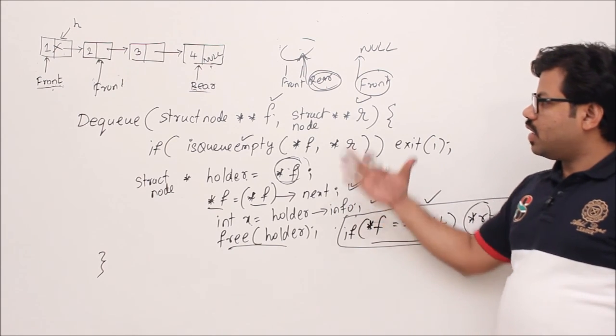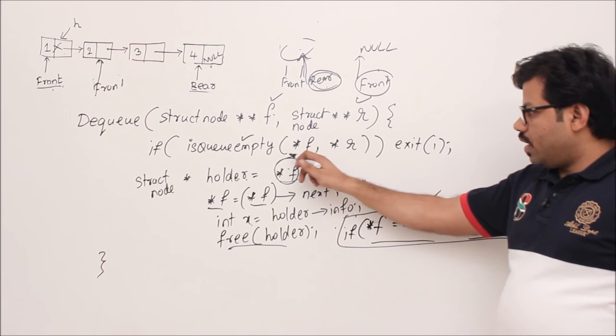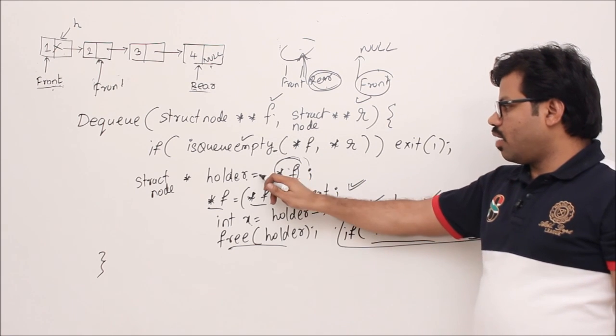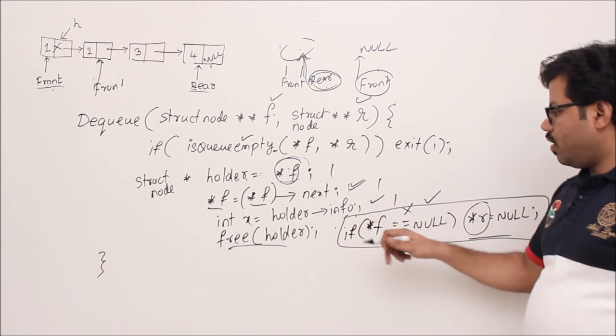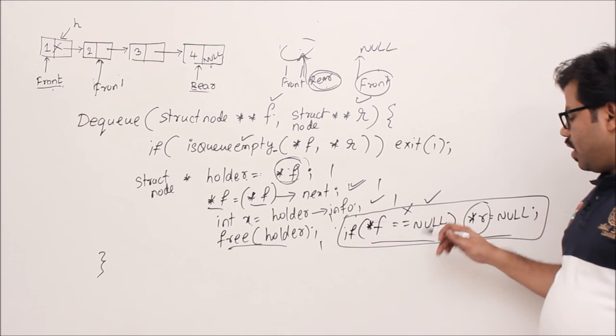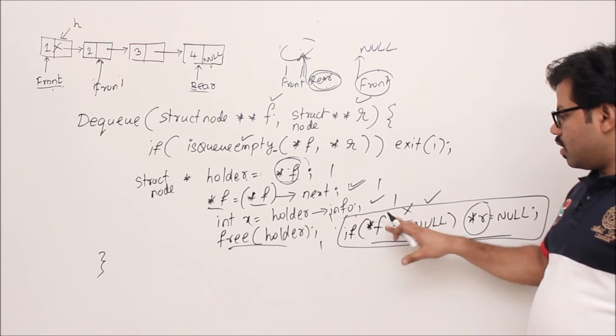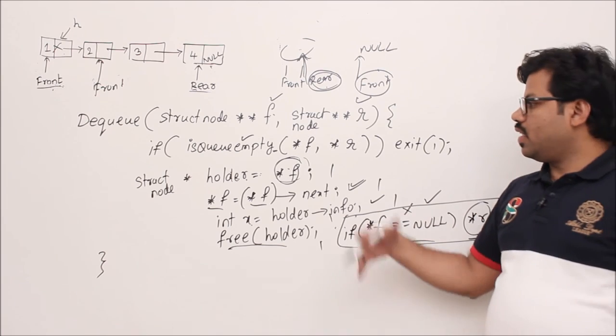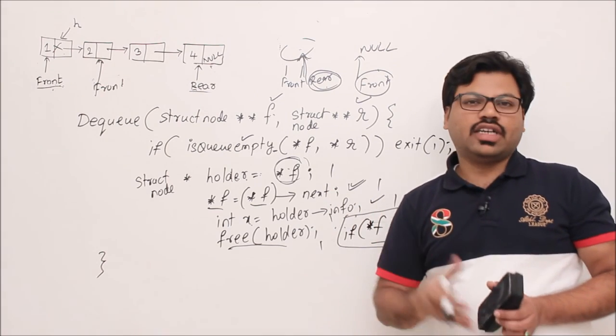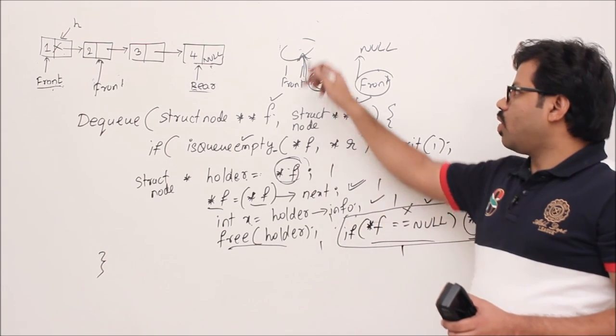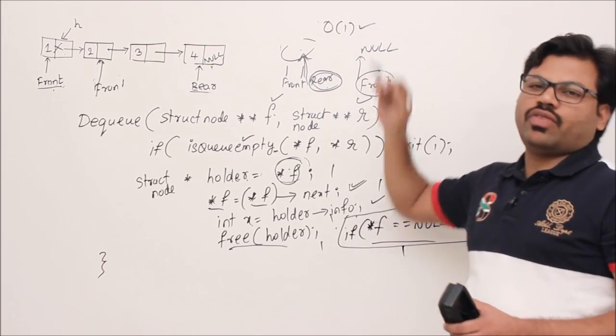What's the time complexity of this method? After all, if the condition is false, we'll come here: 1 unit, 1 unit, 1 unit, 1 unit. Maybe if it is the specific case of a single node, 1 more unit. I can say that in any case it is constant time, correct? So whenever a program's time complexity is constant, we say what? Order of 1. That's it.